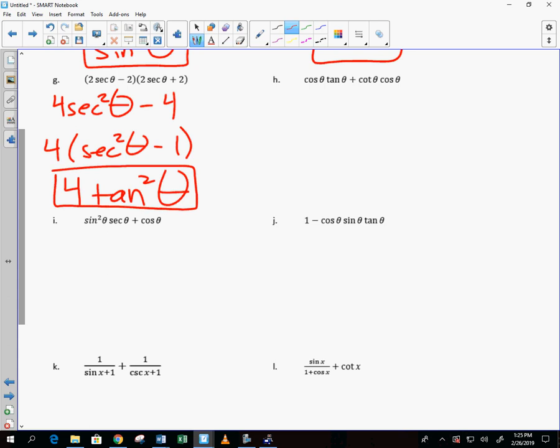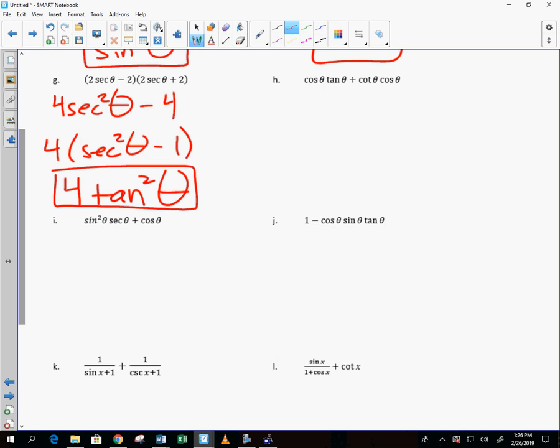4 times tangent squared. So you've seen some great examples so far, but these are the strategies we've given you so far. Number 1, change things to sine and cosine. Number 2, substitute something in. Number 3, multiply. Number 4, factor. But the fifth option to simplify trigonometric expressions is to take two fractions and make them 1.